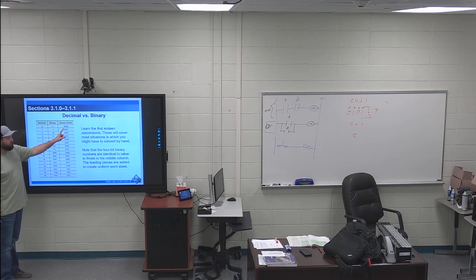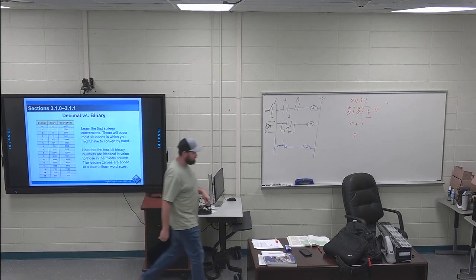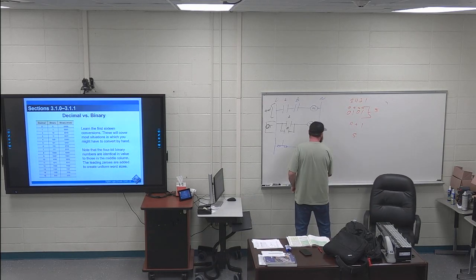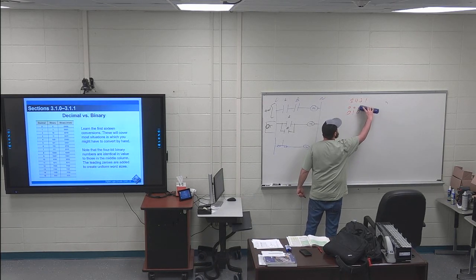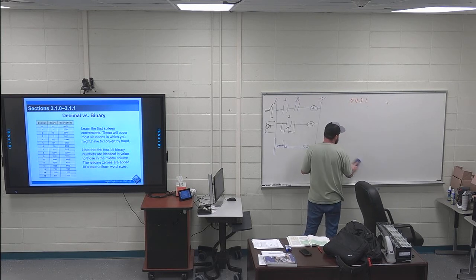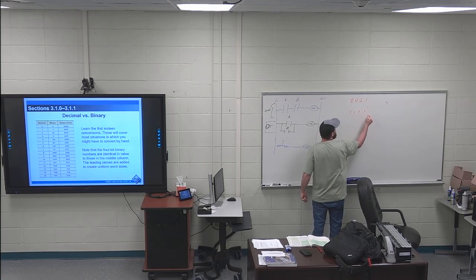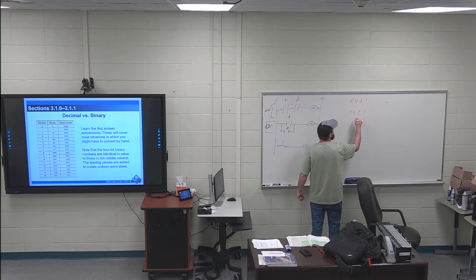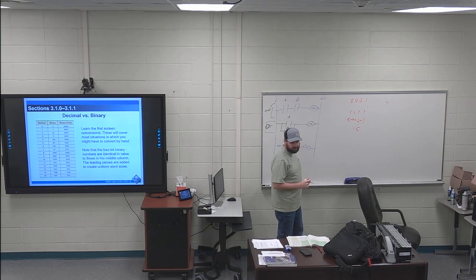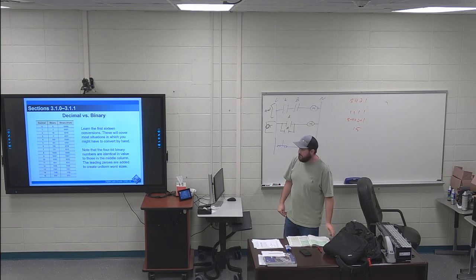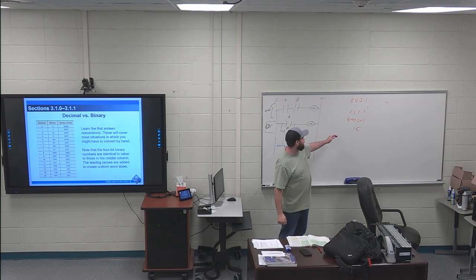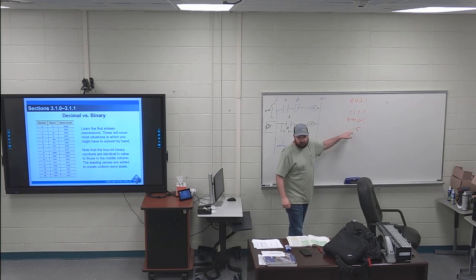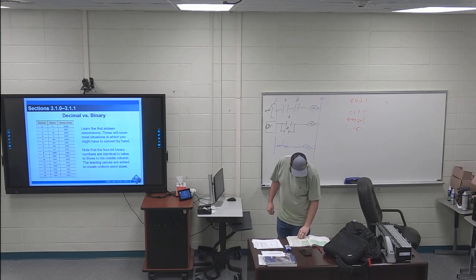So if I have in 4-bit binary 1, 1, 1, 1, I would have 1 plus 2 plus 4 plus 8, which would be 15. Does that make sense? We're just going to talk about how to get between the two. You should know how to get from 4-bit binary into decimal. Flipping the page, it's a long section.